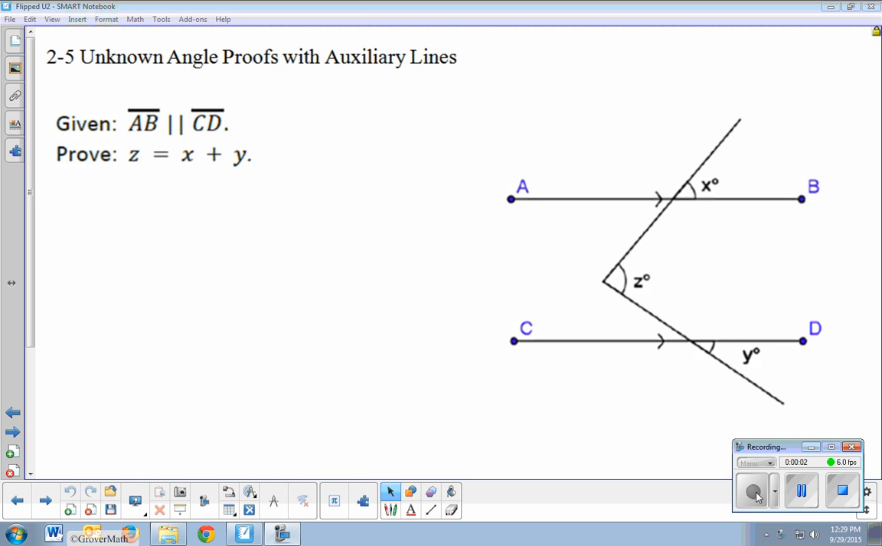Geometry, Unit 2, Section 5, Unknown Angle Proofs with Auxiliary Lines.